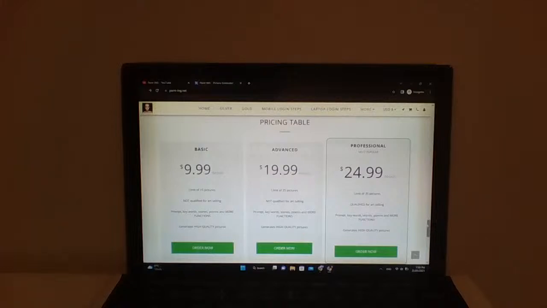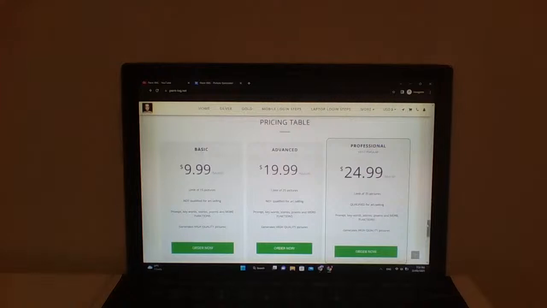However, if you just pay $4.99 more a month, then you are qualified for art selling if you purchase our professional plan. The price difference between the advanced and professional plan is very little. It's just $4.99 of a price difference. But the services are quite different. The professional plan offers a greater variety of services. That's why we highly recommend the professional plan, because it is our most popular plan.